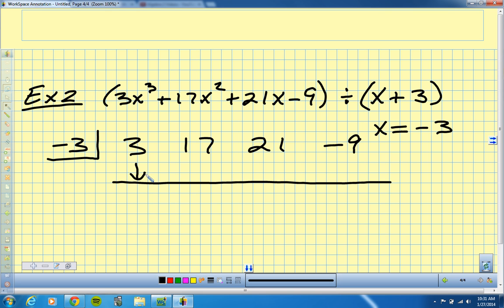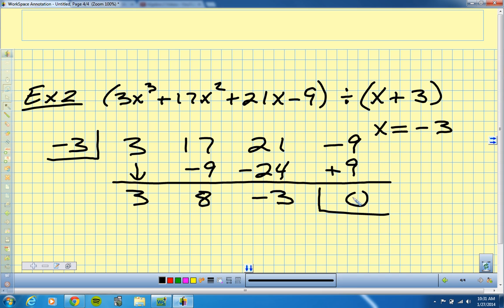First step, important, bring that 3 down. -3 times 3, -9. 17 minus 9, 8. -3 times 8, -24. 21 minus 24, -3. -3 times -3, +9. Remainder, 0. So again, we started at x cubed. We're dividing by x, so my answer starts with x squared. X squared plus 8x minus 3. That is your answer. That's all you got to do.